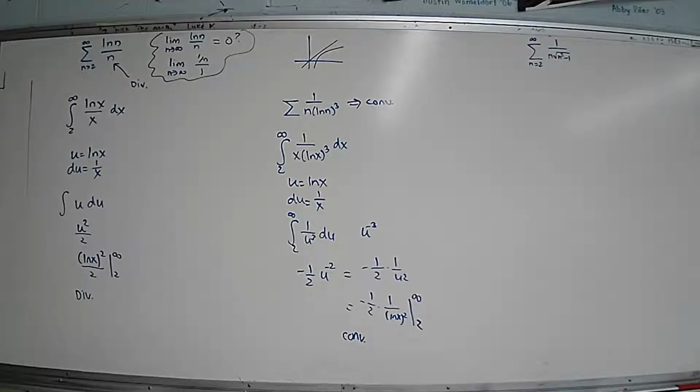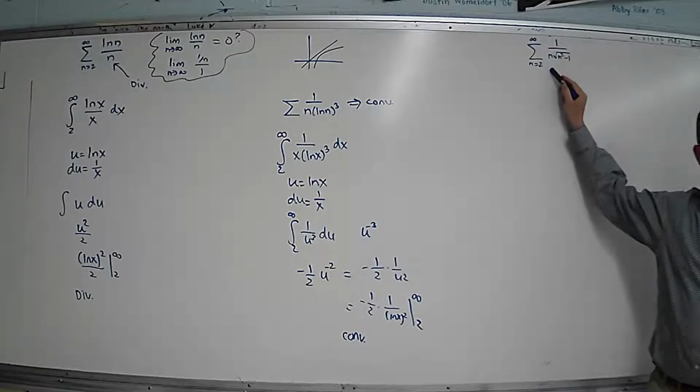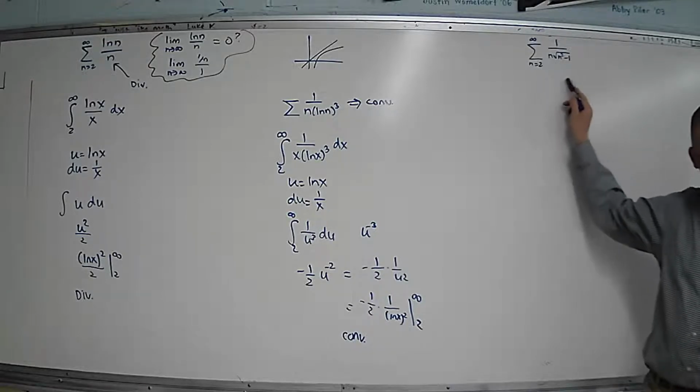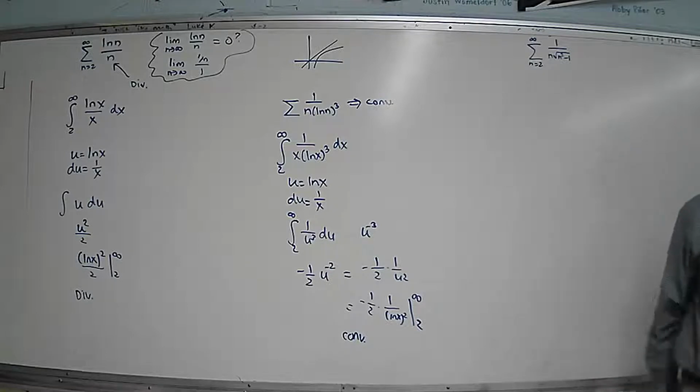How does that reduce? Quote unquote, reduce. What do you think, Mia? 1 over n squared, because the square root of n squared is n times n is n squared. So this guy is going to behave like 1 over n squared. And what does 1 over n squared do? Converges, because it's a p series. So I'm going to predict that this one converges.